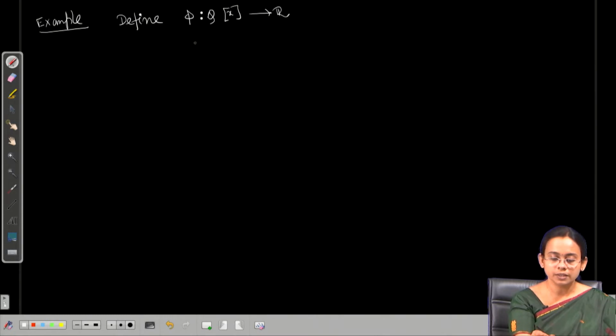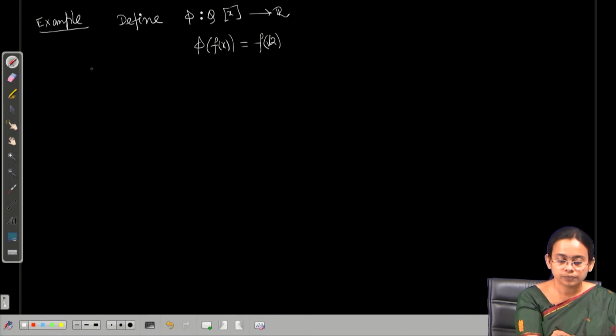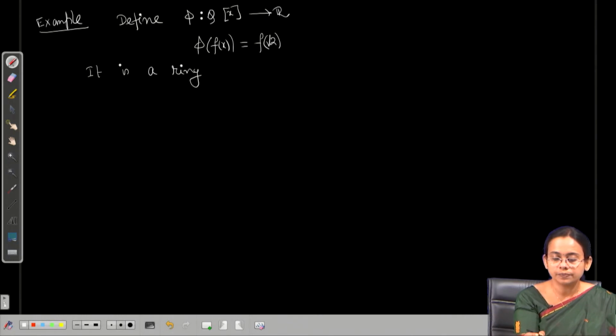How am I defining this map? Phi of f(x), where f(x) is a polynomial in Q[x], I send to the evaluation of this polynomial at root 2. Of course, this will be a real number. This is basically an evaluation map, and you can check that this is in fact a ring homomorphism. Now, let us see what the kernel of this ring homomorphism phi is.